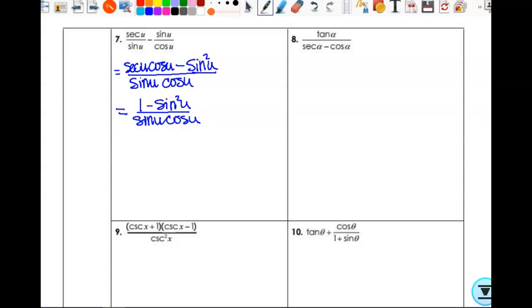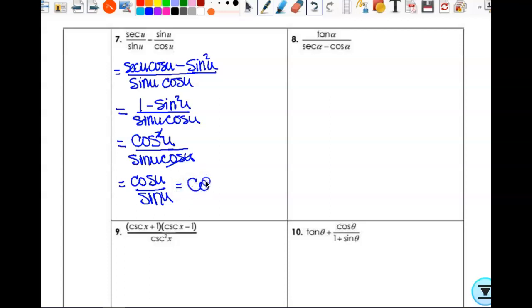Can I cancel this sine out with one of the ones in the numerator? No, because I have two terms in the numerator there. But what is 1 minus sine squared? Cosine squared. So cosine squared u over sine u cosine u. Now can I cancel some stuff out? Yeah, I can cancel this cosine out with one of those. So this gives me cosine u over sine u. And what is cosine over sine? Cotangent. What questions we got? If you like puzzles, these are like little puzzles.